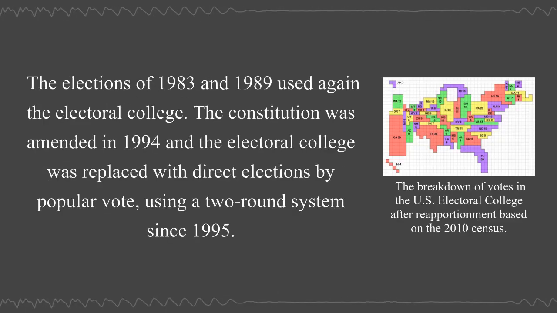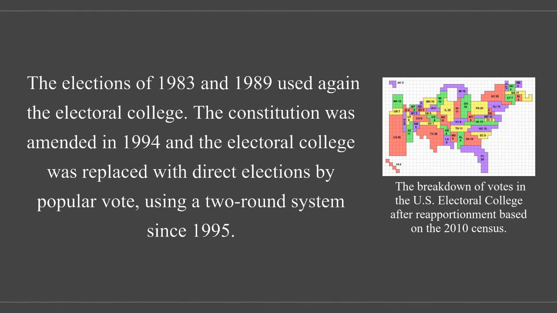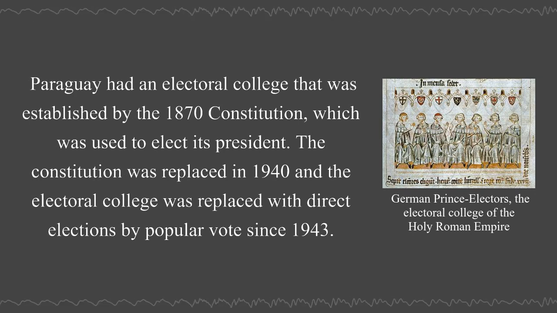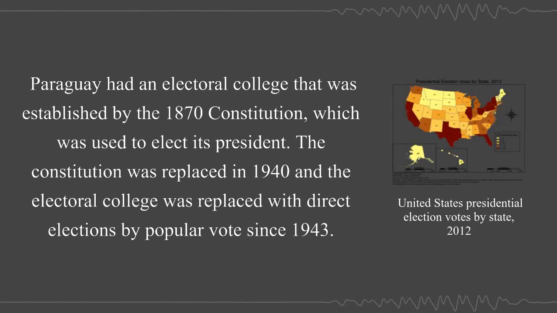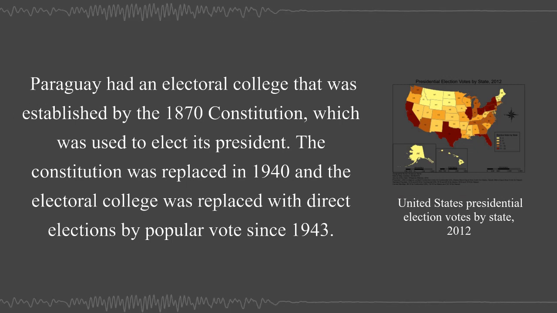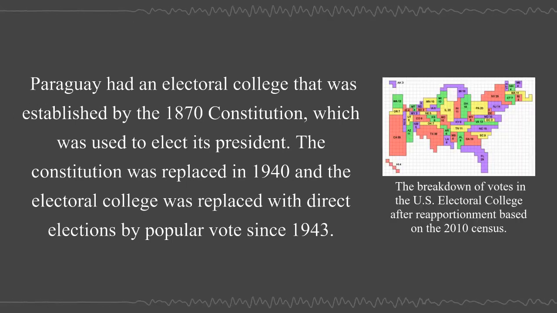The elections of 1983 and 1989 used again the Electoral College. The Constitution was amended in 1994 and the Electoral College was replaced with direct elections by popular vote, using a two-round system since 1995. Paraguay had an electoral college that was established by the 1870 Constitution, which was used to elect its president. The Constitution was replaced in 1940, and the Electoral College was replaced with direct elections by popular vote since 1943.